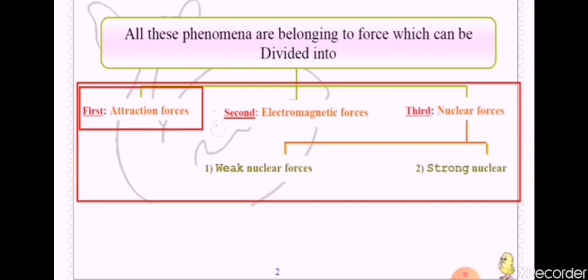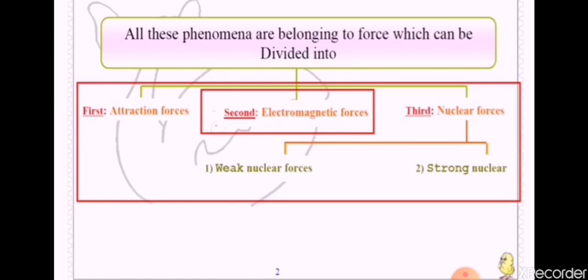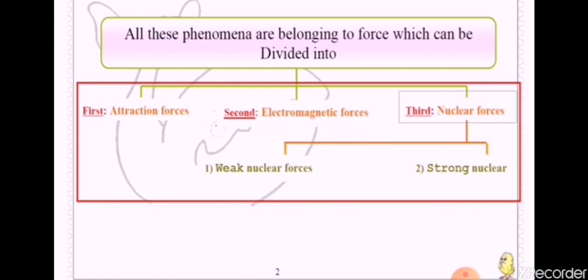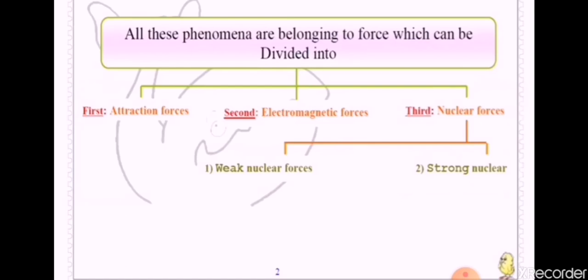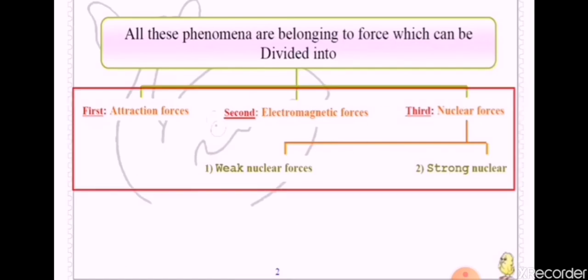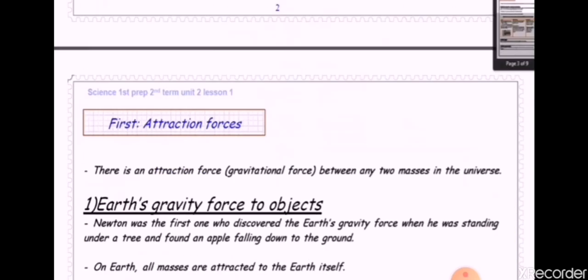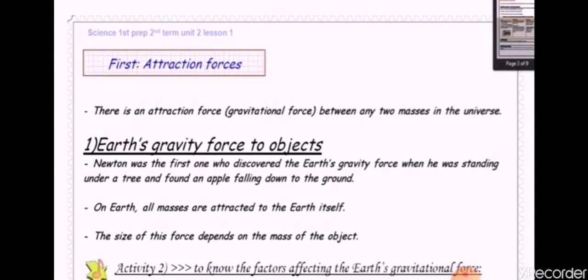Number 1, attraction force or gravitational force. 2, electromagnetic force. 3, nuclear forces. Nuclear forces divide into weak nuclear force and strong nuclear force. Again, there are 3 types of fundamental force in nature. 1, attraction force or gravitational force. 2, electromagnetic force. 3, nuclear forces that divide into weak nuclear force and strong nuclear force.